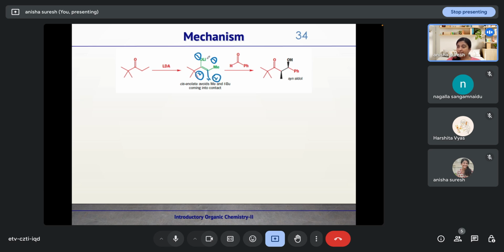Since oxygen will be given more preference, here it will be forming majorly cis enolate because it has to avoid this tertiary butyl and the methyl group coming into contact, so as to avoid the sterics. So since this is a cis enolate, when it will be reacting with benzaldehyde, we will be getting syn aldol product. Clear?